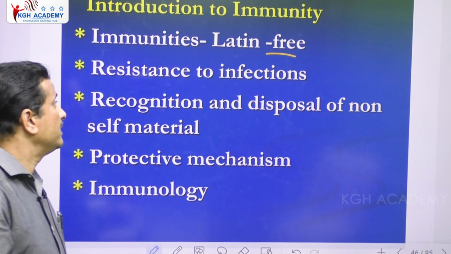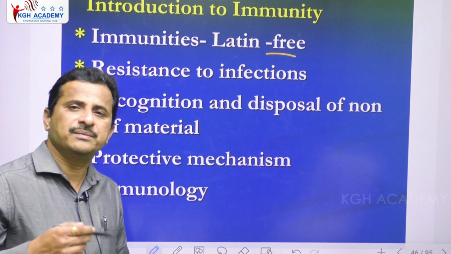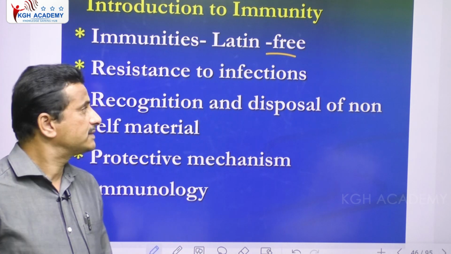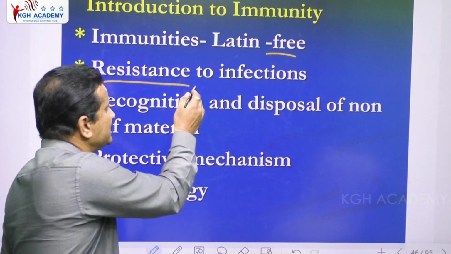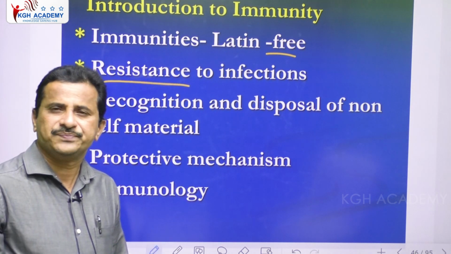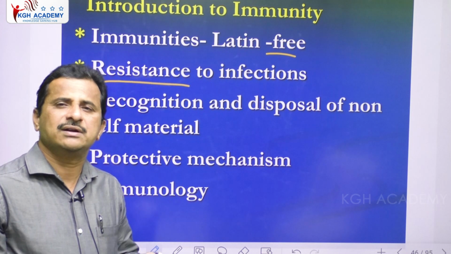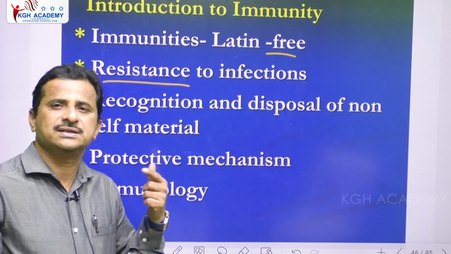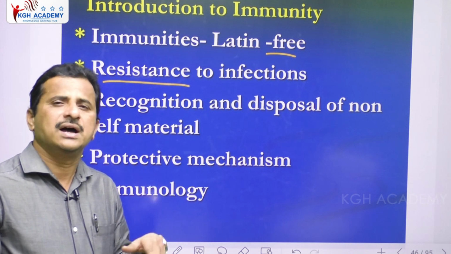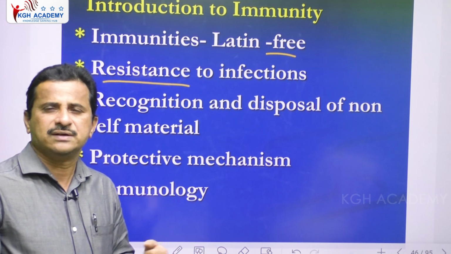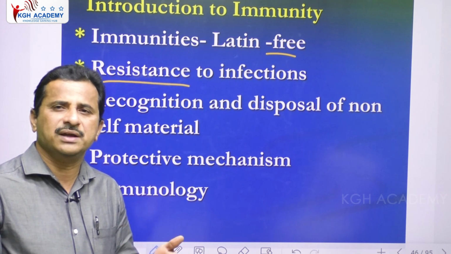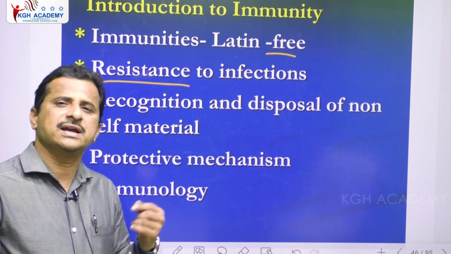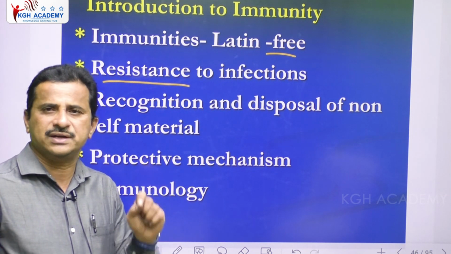So immunity means free, free from pathogens and infections. Immunity is a resistance to infections. Because of immunity, we develop resistance, so a particular type of disease is not possible in our body. For example, resistance against TB means TB does not affect our body, or if it does, it does not cause that much damage.